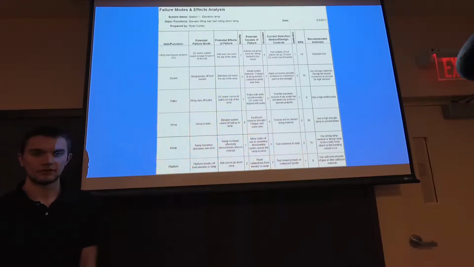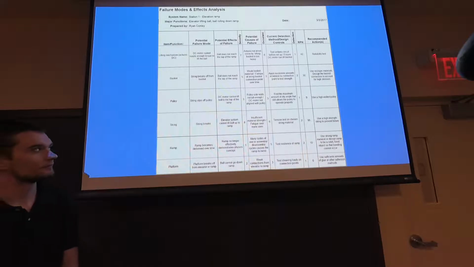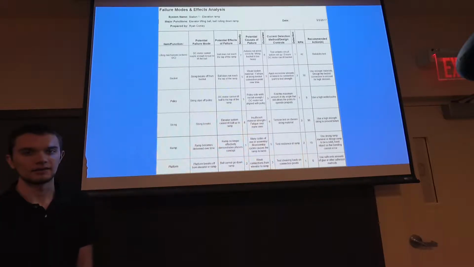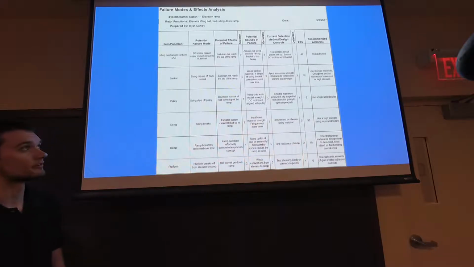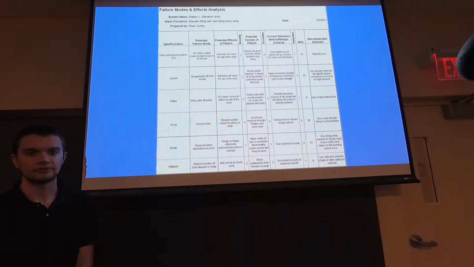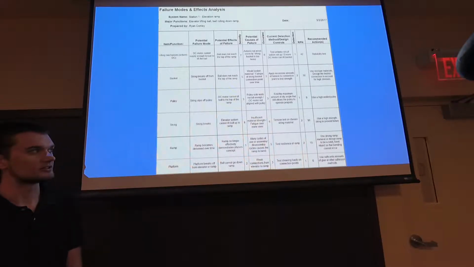So here's our failure modes and effects analysis for Station 1. As you can see, our main area of concern is the string and the Arduino DC connection. This is because these two components are the main part of Station 1, and if either of those were to fail, Station 1 would no longer work properly.